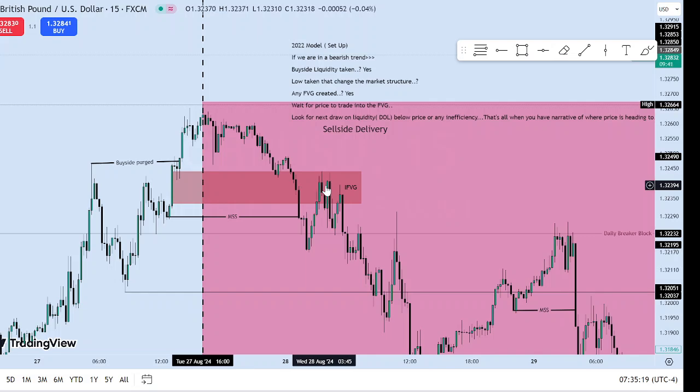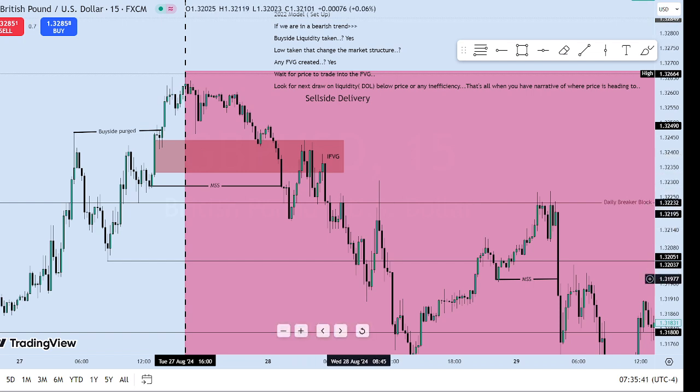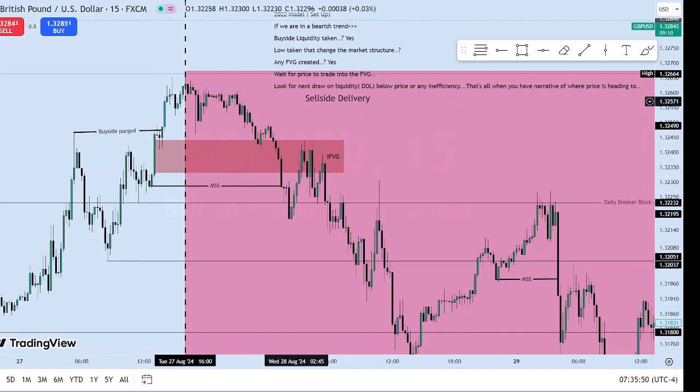You can see it here. You have to be patient, have patience for price to trade into it. Then depending on the time of the day, we have the 3 to 3:15 macro, to the 3:45 macro that we drop. So it's seeking the low below. So you wait for price to trade into the fair value gap.